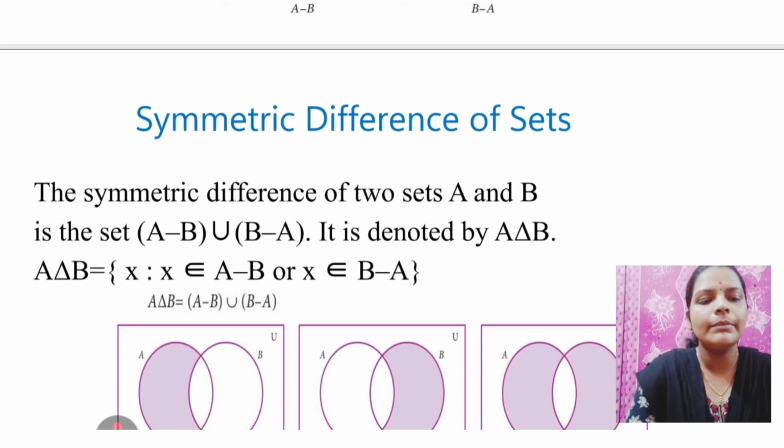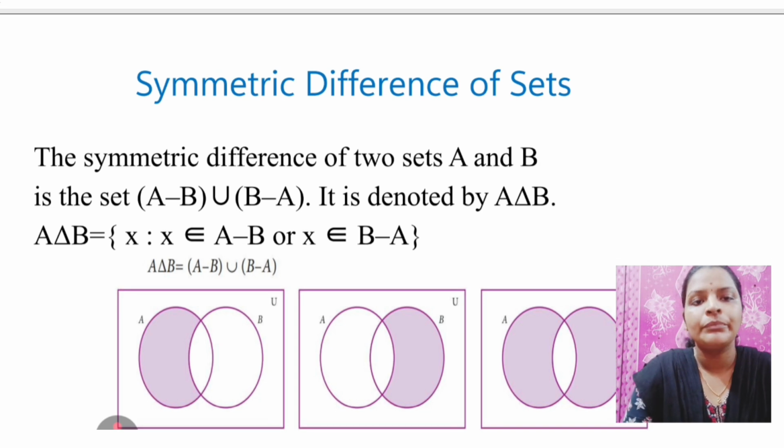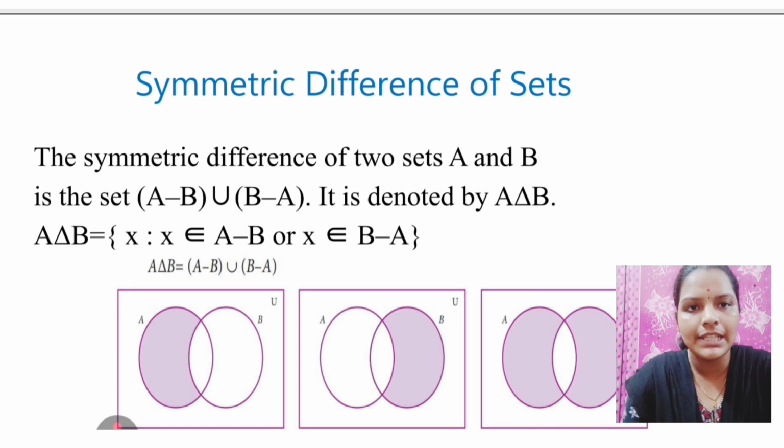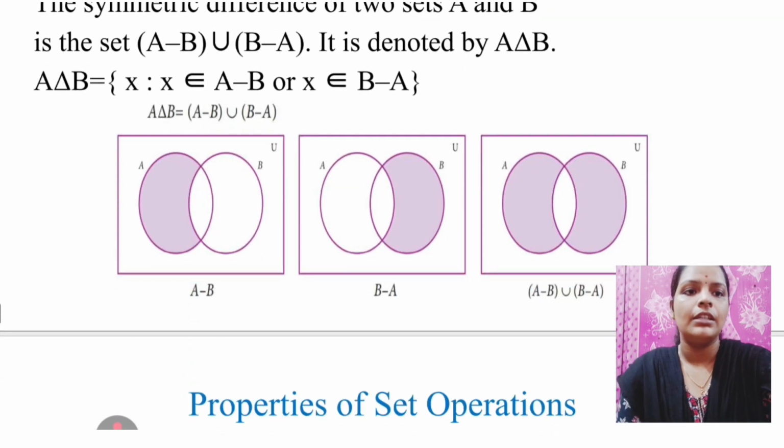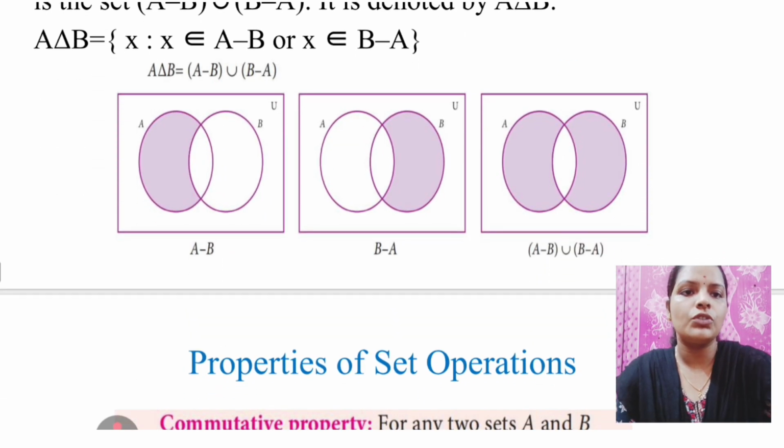Now, symmetric difference of sets. The symmetric difference of two sets A and B is the set A minus B union B minus A. It is denoted by A symmetric difference B. We have to read that as A symmetric difference B. Here we have the formula for A symmetric difference B equal to A minus B union B minus A. That's the formula for symmetric difference of sets. That is what is shown here in the Venn diagram.